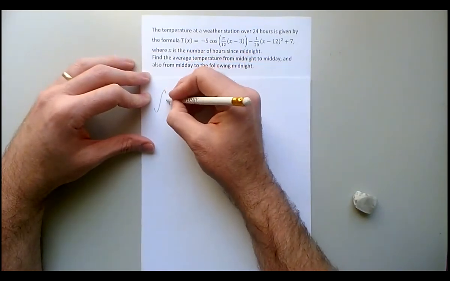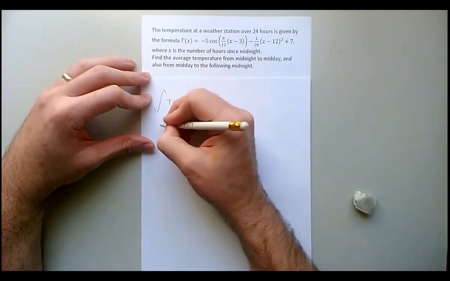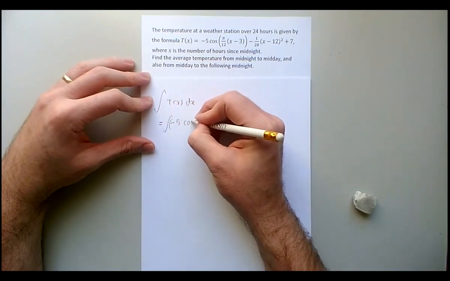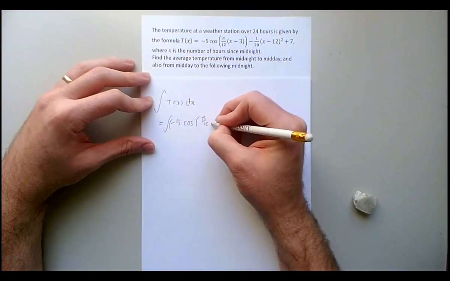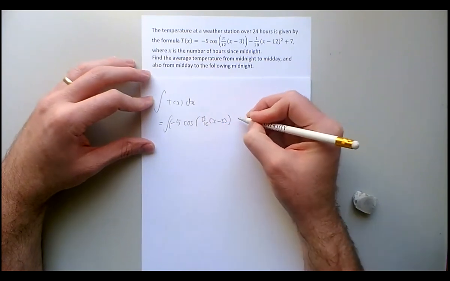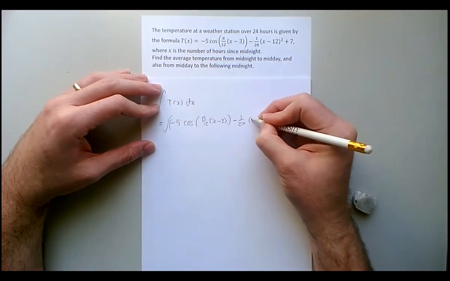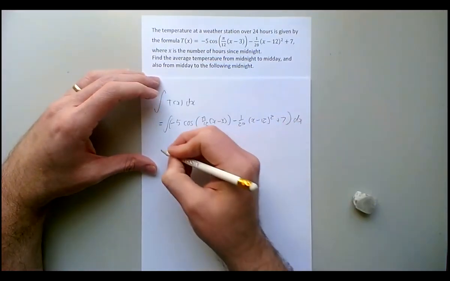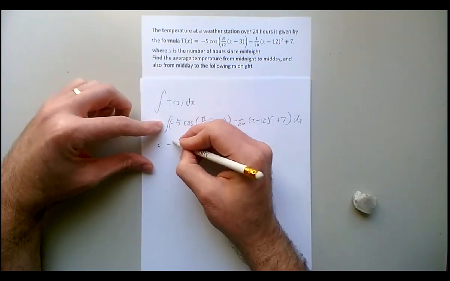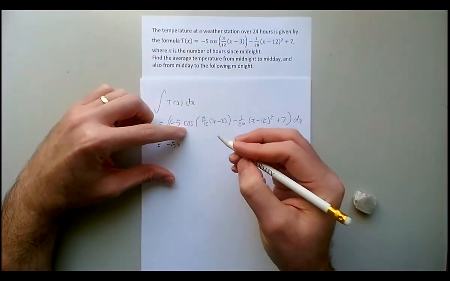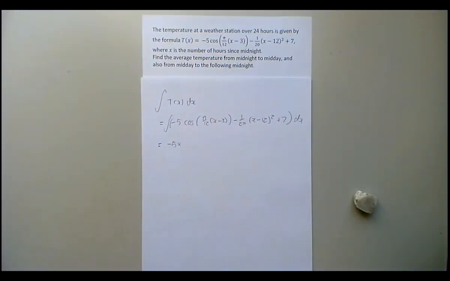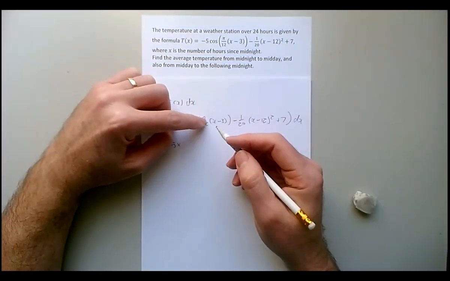So the integral of T of x dx is the integral of minus 5 cos of pi on 12, x minus 3, minus a 20th of x minus 12 squared plus 7. Okay, the minus 5 is a constant multiplied on, so it'll still be there. Cos, just let me check. Yes, that's linear on the inside. So what I can do is do what I would normally do for cos and then divide by the constant that's multiplied by the x.